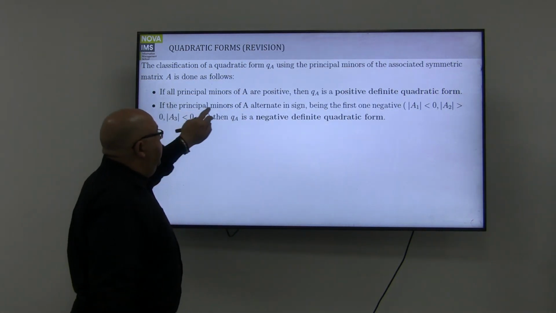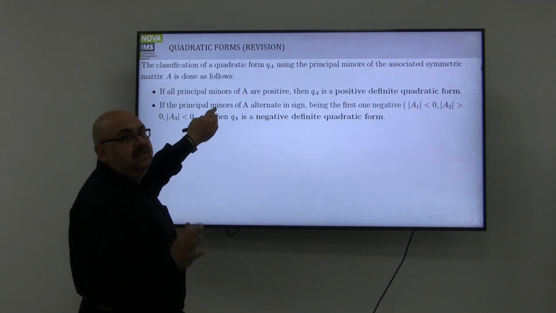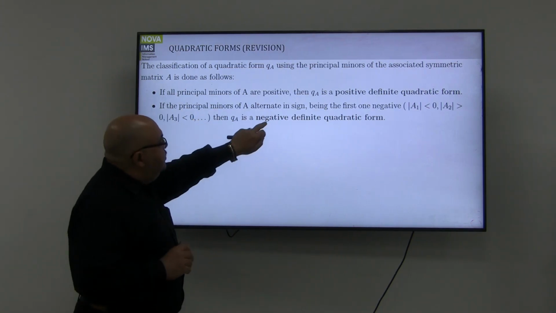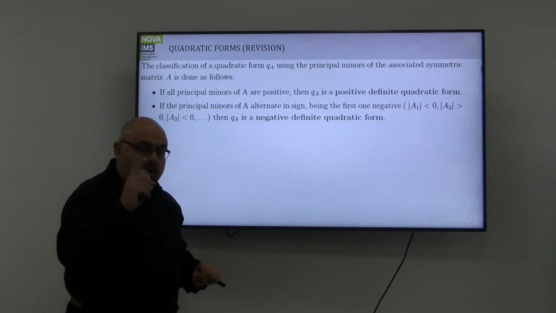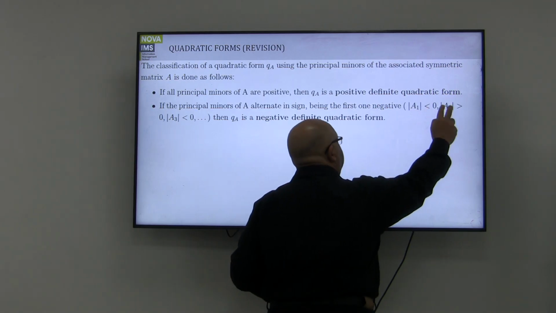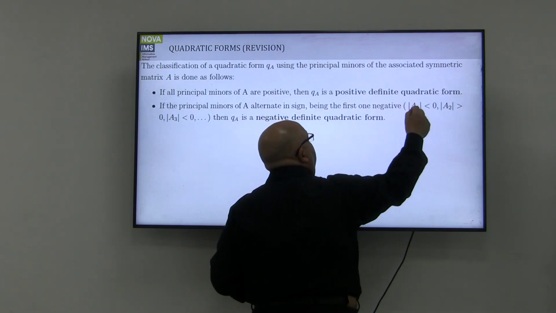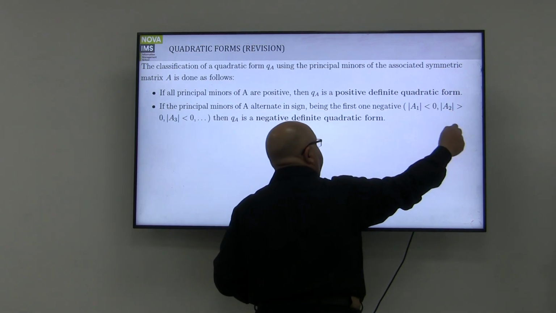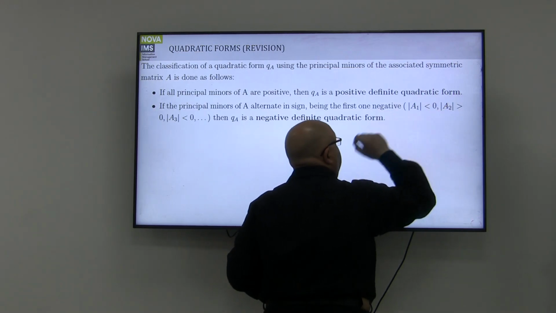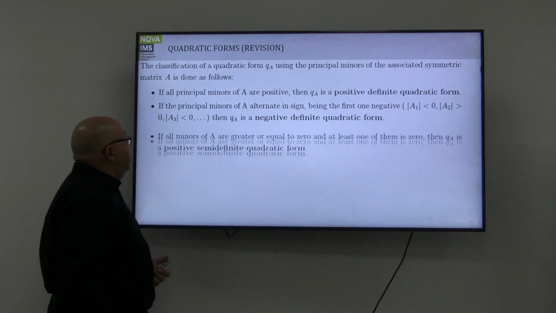If the principal minors, and this is really very important, if the odd ones are negative while the even ones are positive, then in this case you will have negative definite. Look how it is written. If the first principal minor is less than 0, the second is greater than 0, the third is less than 0, which means if the odd order principal minors are less than 0 and the even order principal minors are greater than 0, then you will have a negative definite.